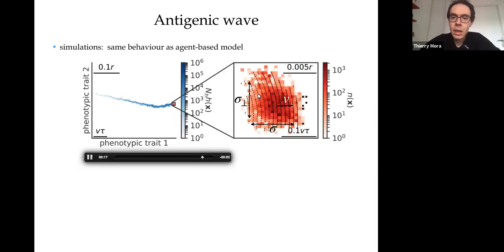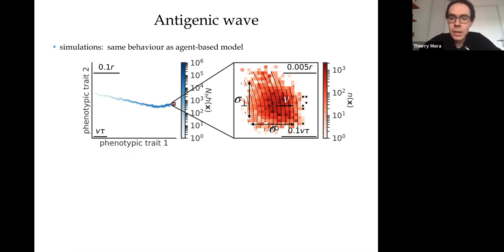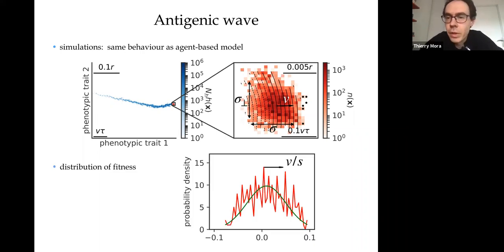And if you zoom in, you can define the properties of that wave, such as its velocity, its width, in both directions, the direction of motion and the direction perpendicular to motion. So, this is what we call an antigenic wave. You can also call it an oscillatory wave, or in physics, a soliton. And it will be very reminiscent of the fitness wave that we may have heard about, and that Michael Desai talked about extensively yesterday. So if instead of showing the distribution in antigenic space, you look at the distribution of fitness, you find this sort of Gaussian-shaped distribution.